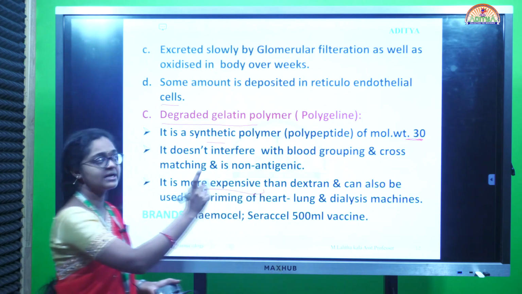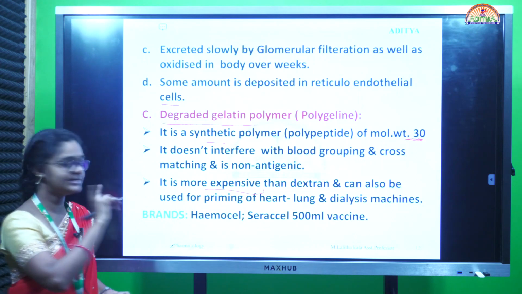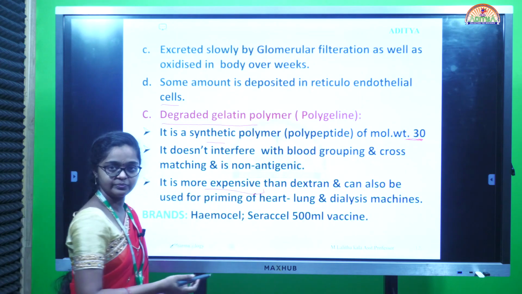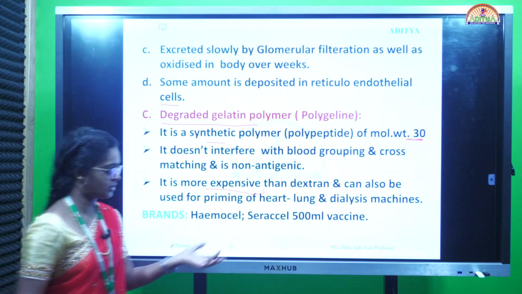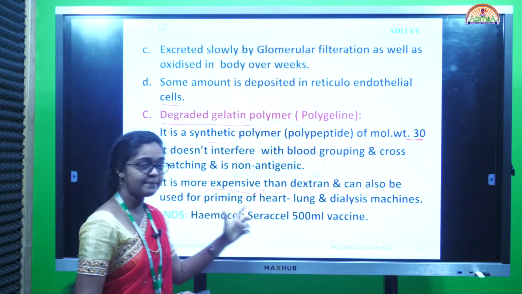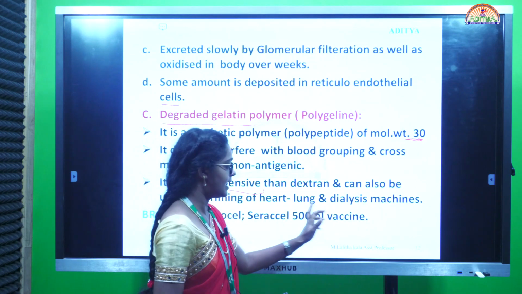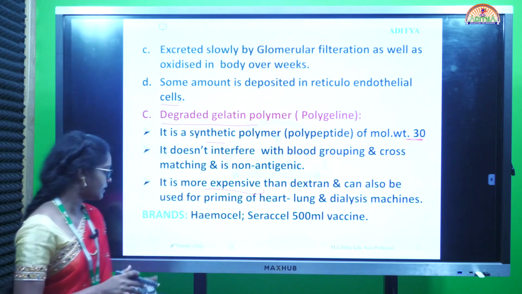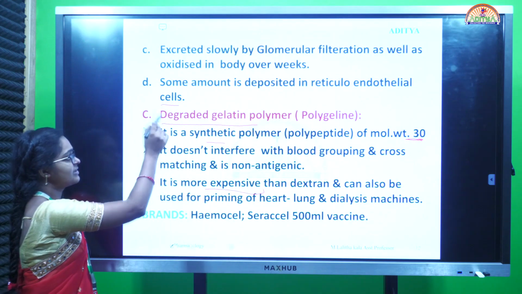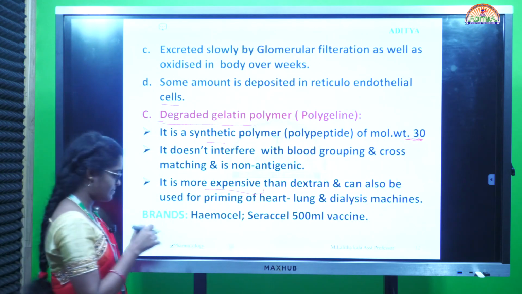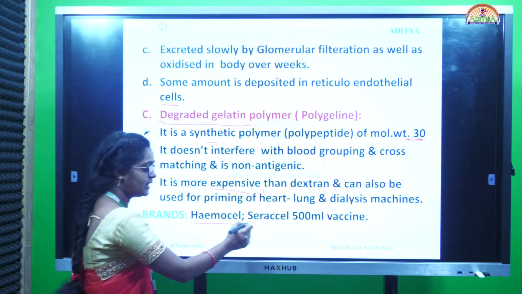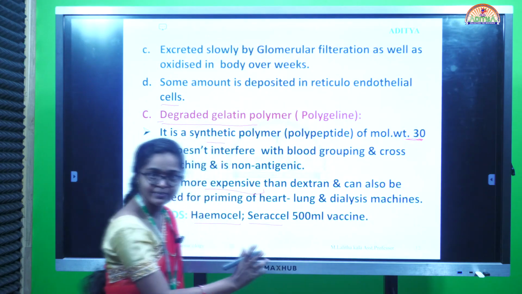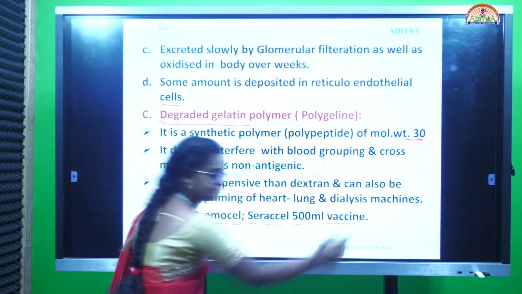The main drawback of degraded gelatin is that it is more expensive compared to dextran. It can also be used for the priming of the heart, lung and dialysis machine. Next, brands available for the degraded gelatin polymer are Haemaccel and Gelofusine. It is available as a 500 ml vial.